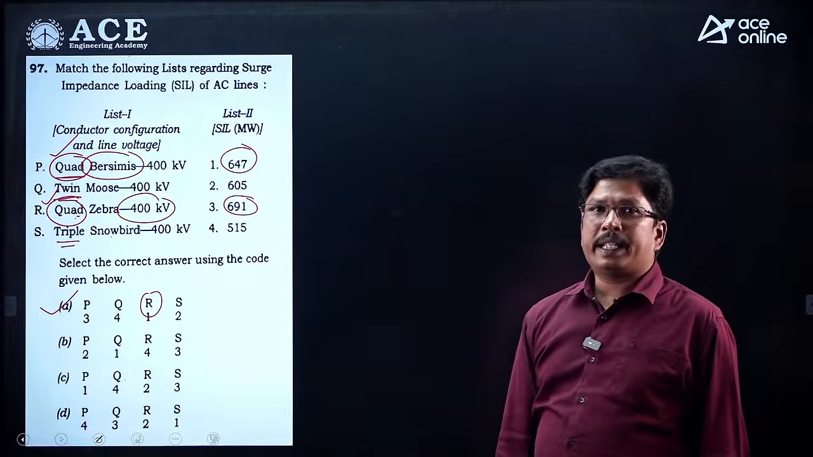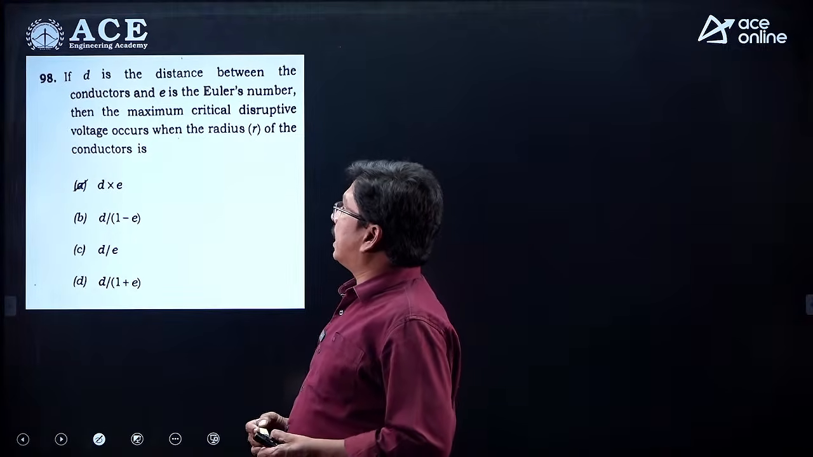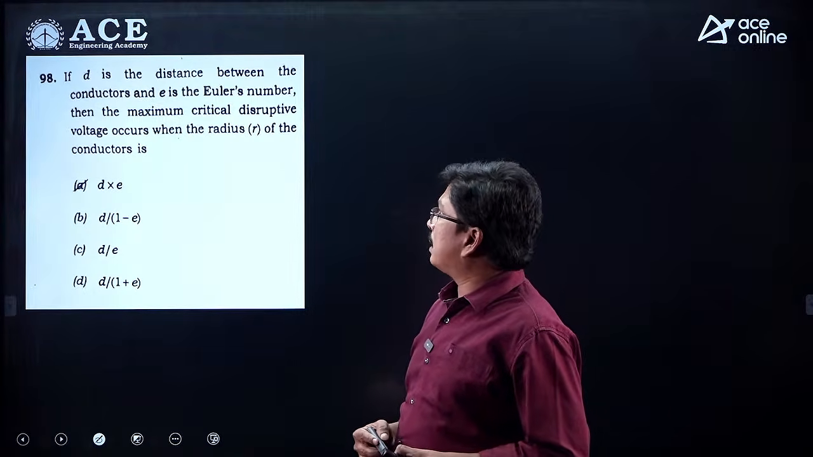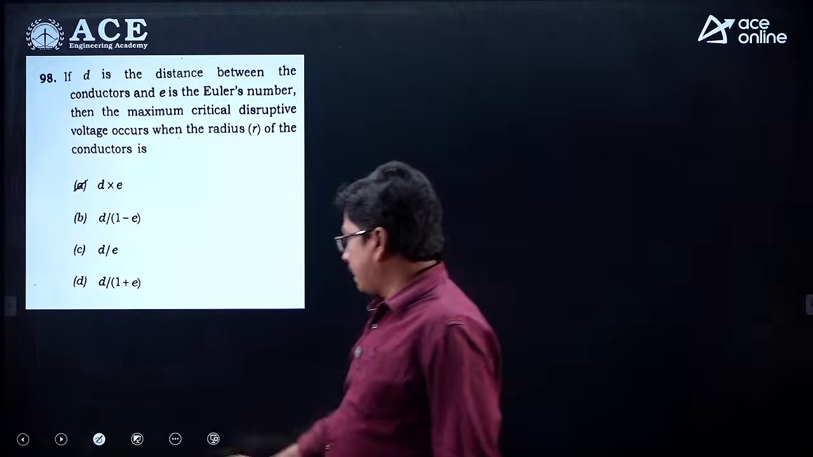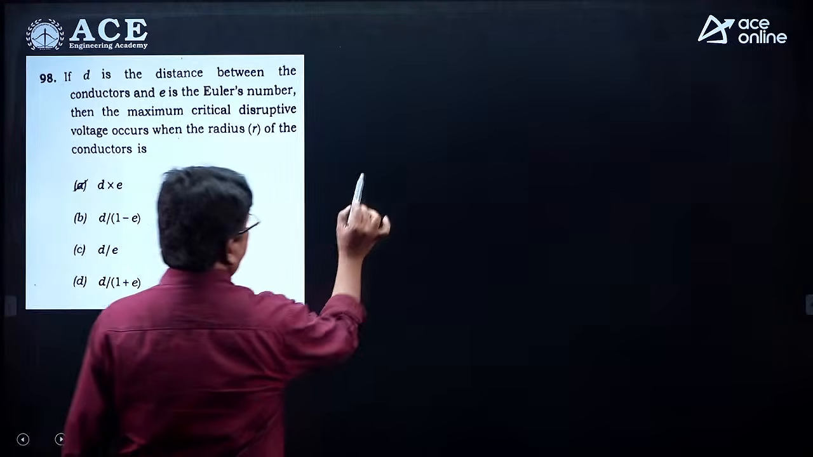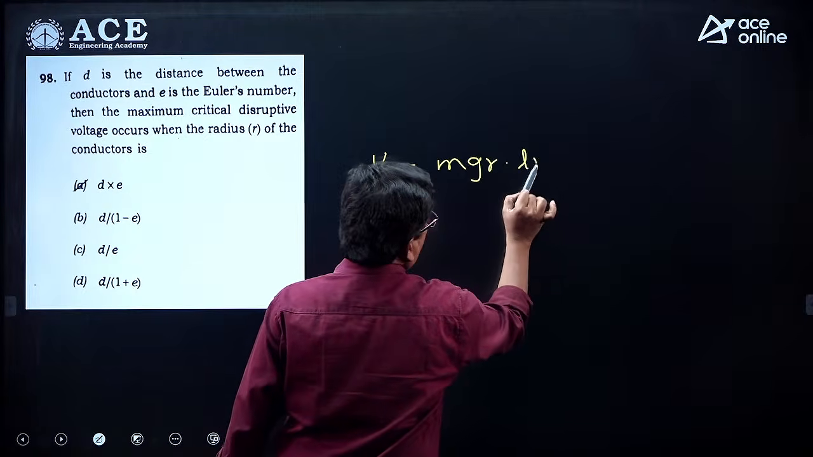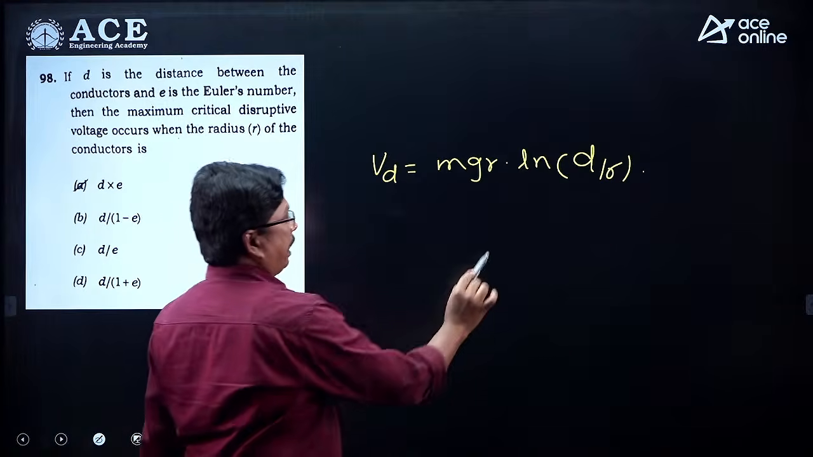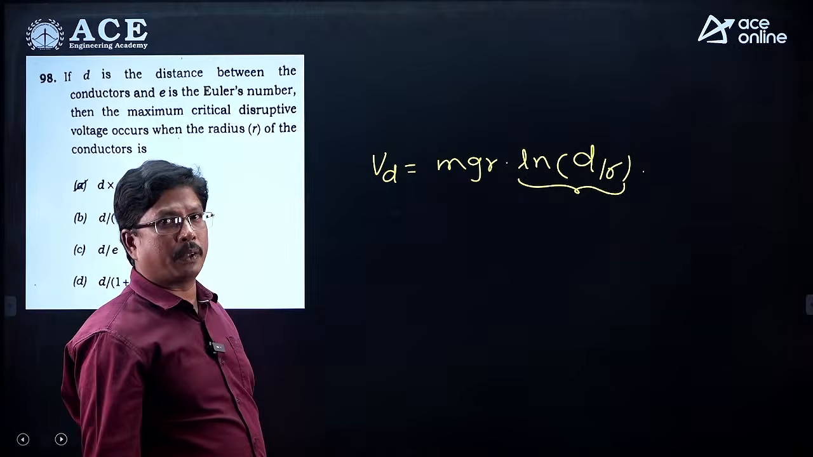Right, students? The next question we can see here. If D is the distance between the conductors and E is the Euler's number, then the maximum critical disruptive voltage occurs when the radius of the conductor is. Just see here, students, the critical disruptive voltage Vd is equivalent to mgr ln of d by r. Whenever this value is becoming 1, then maximum critical disruptive voltage we are going to get.